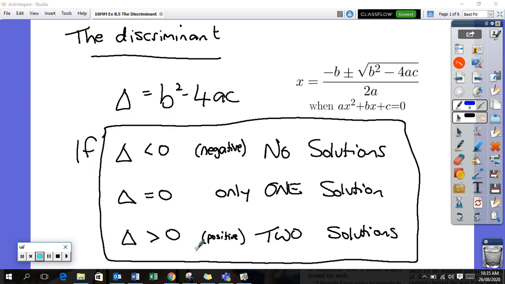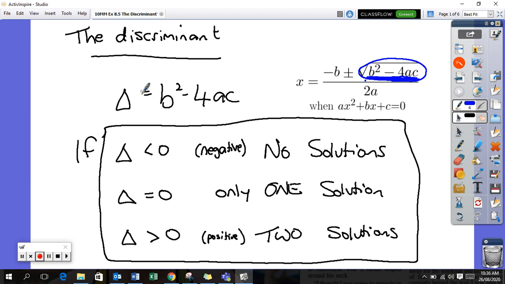Okay, today we're looking at the discriminant. The discriminant is a bit under the square root in the quadratic formula. So we've got the quadratic formula here. The discriminant is just the b squared minus 4ac. That bit of the quadratic formula.